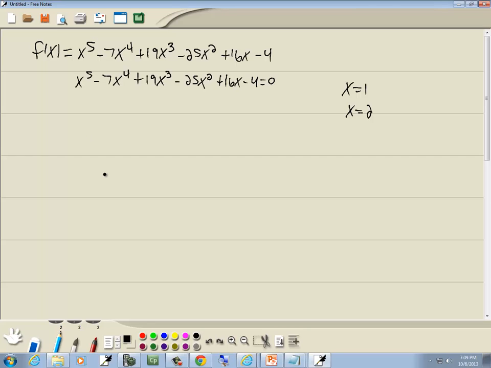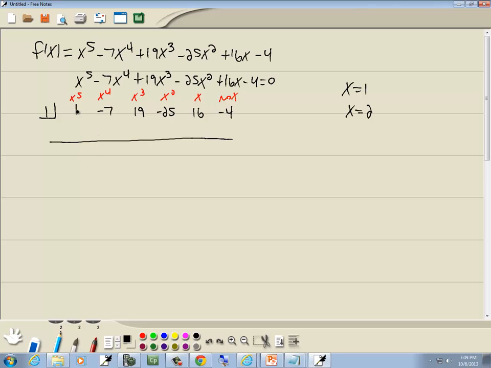Well, let's plug in what we found. First thing I'll do is plug in 1. Now our largest power is x to the fifth, so across the top I'll write x to the fifth, x to the fourth, x to the third, x squared, x, and no x. You have to have one for each power going down. We'll write down the numbers that are in front of them. There's a 1 in front of the x to the fifth, negative 7 in front of the x to the fourth, 19 in front of the x to the third, negative 25 in front of the x squared, 16 in front of the x, and negative 4 is our no x or constant term.